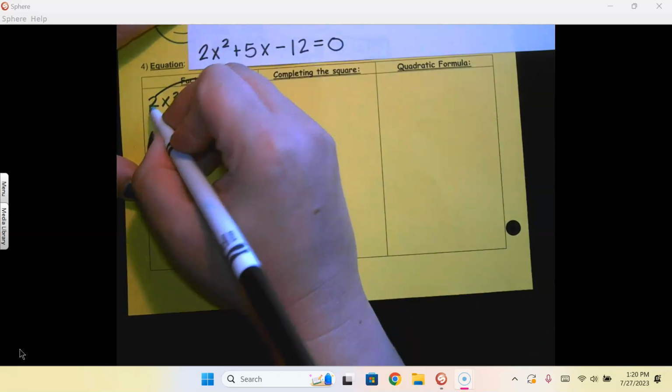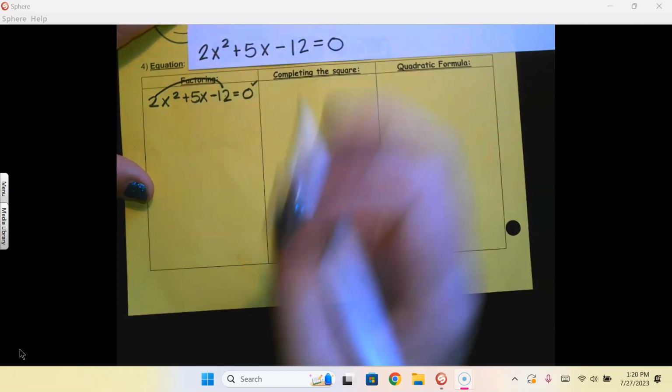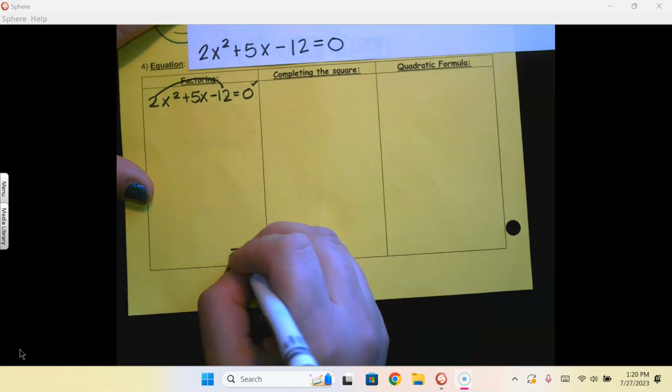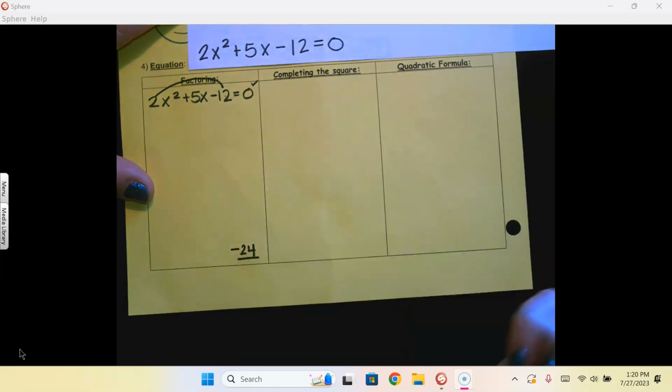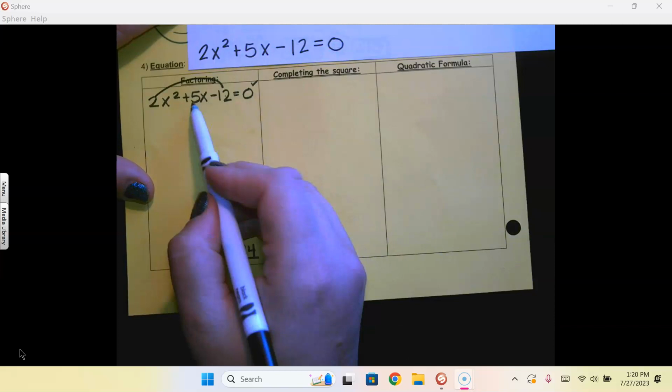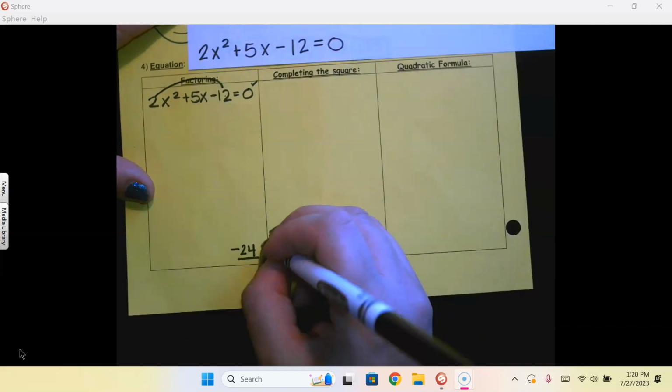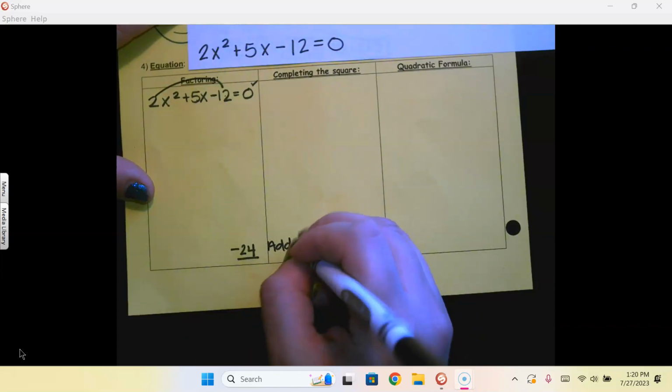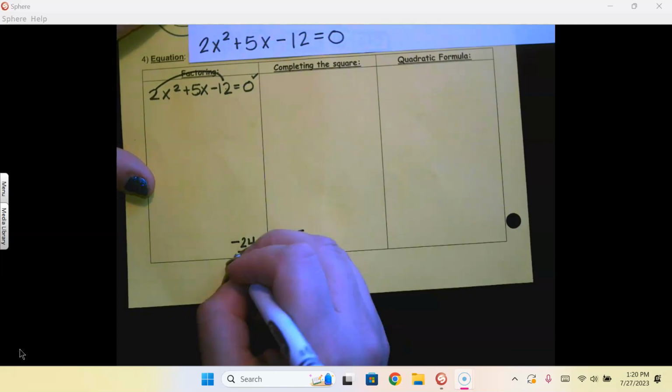So that would be 2 times negative 12, and that's negative 24. So we have to find out what multiplies to negative 24, and it has to add to 5. So that's what we're looking for.